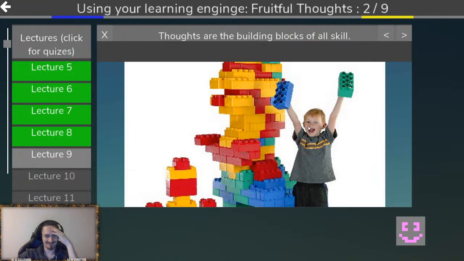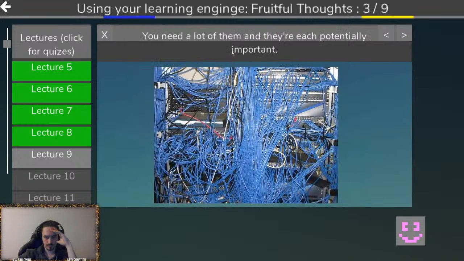Thoughts are the building block of all the skill that you have. You're going to need a lot of them in order to generate heuristics and methods, which are really what we're looking for at the end of this learning process. Each of your thoughts are potentially important, right?